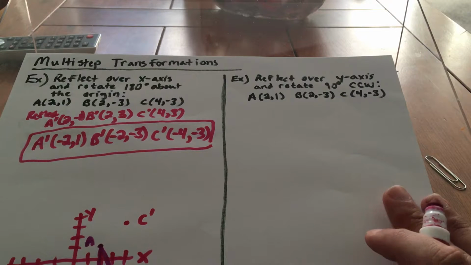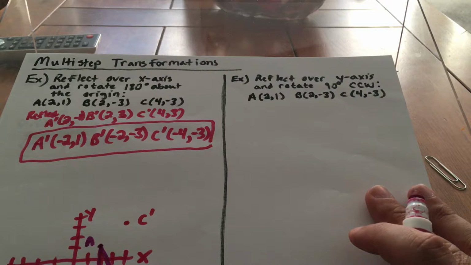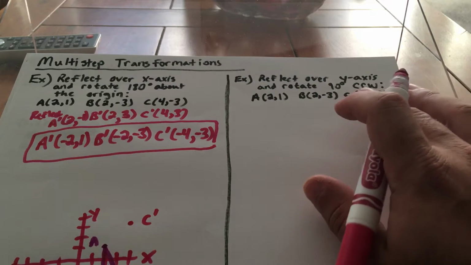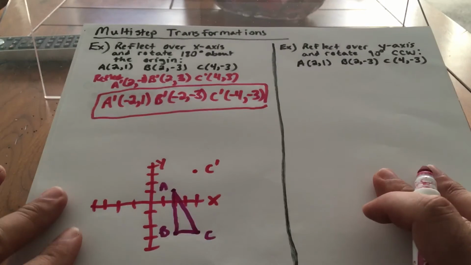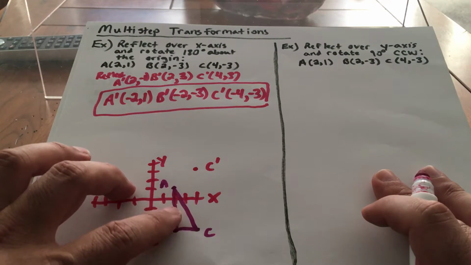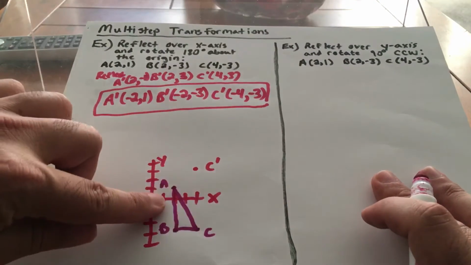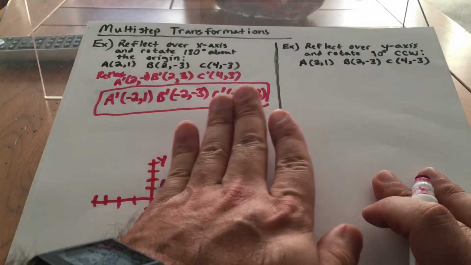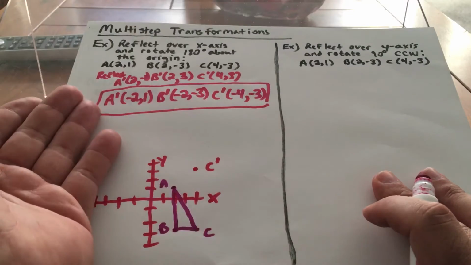Okay. So in this example, we're told to reflect over the y-axis and then rotate 90 degrees counterclockwise. All right. And we're given our 3 points again, and it looks like it's the same 3 points, and it is. So if you look down here, this is our original points plotted. So these are the same points. Instead of reflecting over the x like we did before, they want us to reflect it over the y-axis.